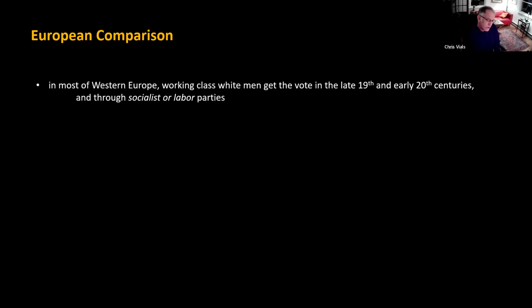What does it mean for this body of guys to get the vote through socialist or labor parties rather than through Andrew Jackson, right? And the whole racialized politics of the Jacksonian era of Indian removal and slavery and all these other things. That's where you get your right to vote, rather than through socialist and labor parties, right?